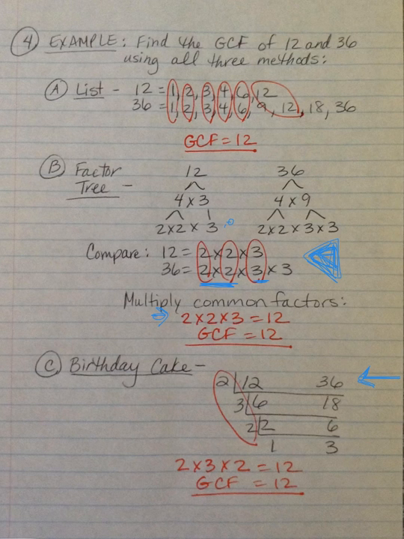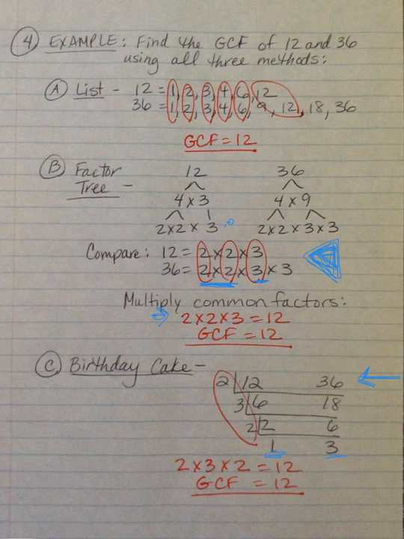Then I have 2 and 6. Well, there's still something that will go into 2 and 6, and that's 2. So I'm going to pull the 2 out, and I'm going to say 2 goes into 2 1 time, which brings me down here, and 2 goes into 6 3 times. Now I'm down. 1 and 3 are prime numbers.